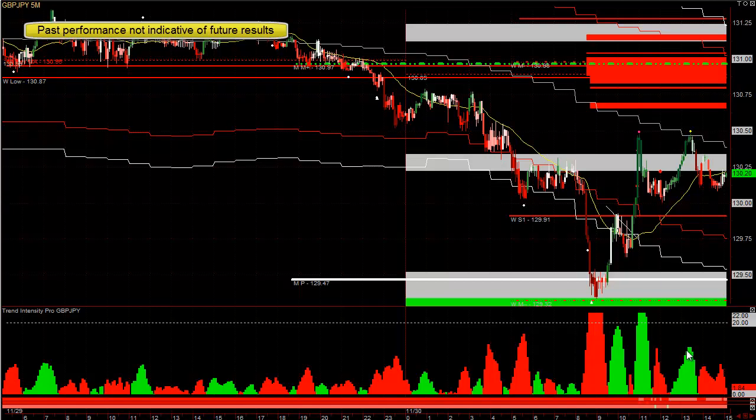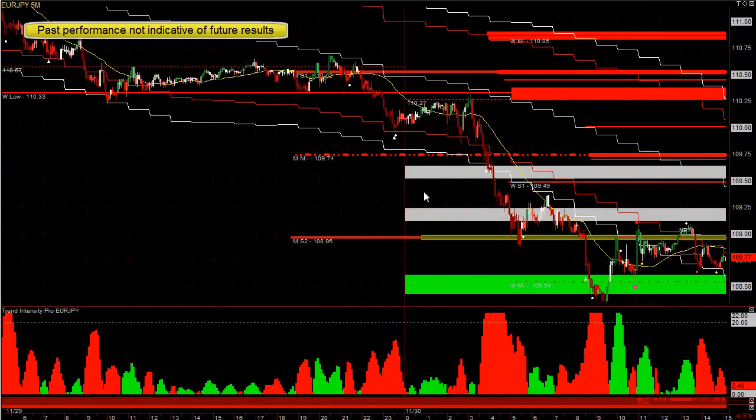I probably wouldn't have shorted it because of the previous strong momentum, but that's a decent place to look for sells normally. Euro yen, prices underneath the hourly. It broke the previous week's low, the previous day's low. We have a nice little retest right here. The daily, weekly, monthly trends down. You know, you could have gone short right there, maybe exited half your trade there, and then the second half at the next fib level.